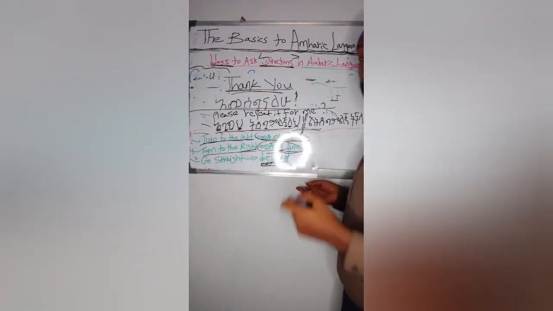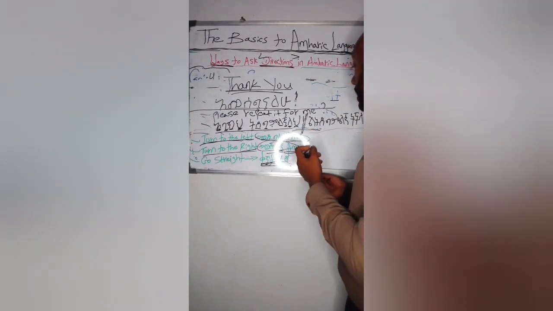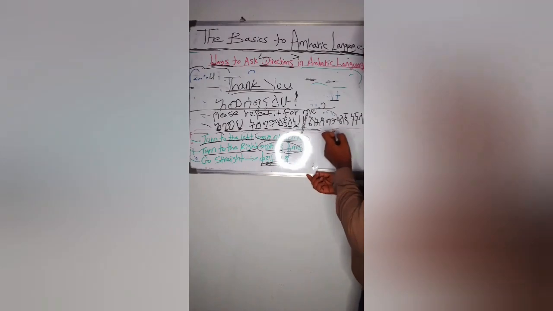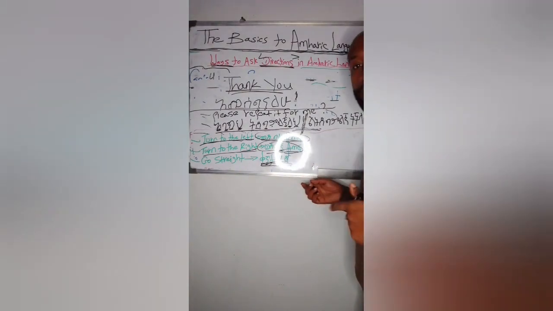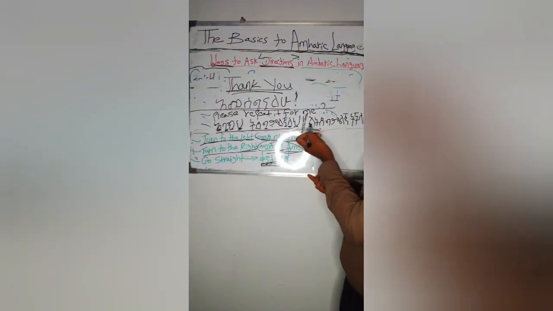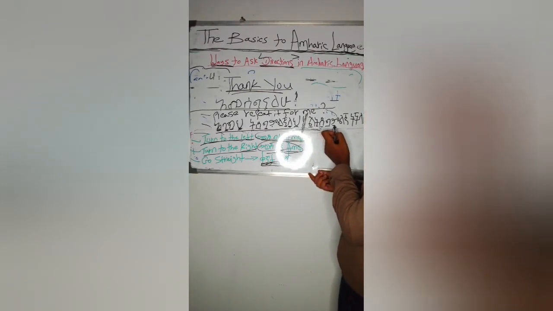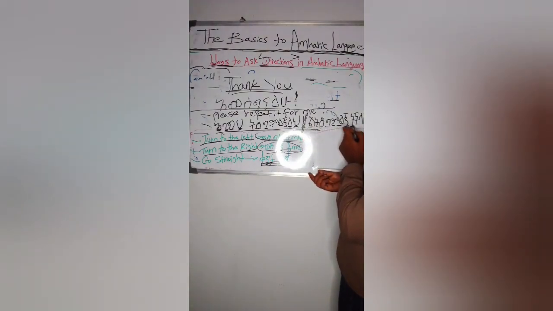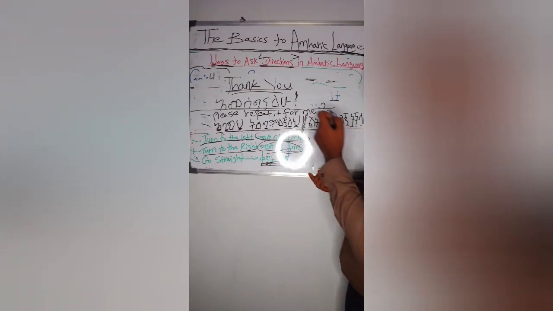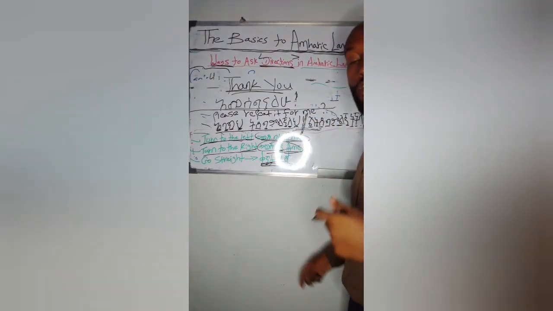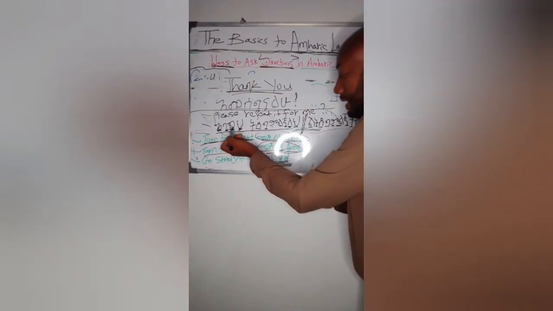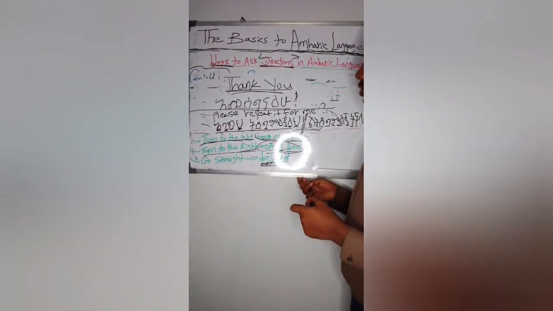Or the other way to say please repeat it for me. ልትደግምልኝ ትችላለህ. Can you please repeat it for me? This one is L, this one is T, this one is D, this one is G, this one is M, this one is L, this one is Ñ. ልትደግምልኝ ትችላለህ. This one is ትችላለህ. Can you repeat it for me? Or እባክህ ትደግምልኛለህ. Okay?